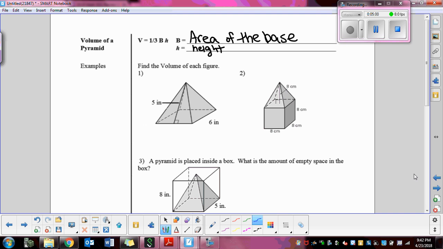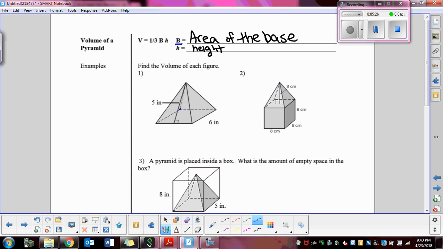We're going to go to volume of a pyramid. This is when we have a polygon on the bottom. Usually we're going to look at a rectangular pyramid or a square base pyramid, and it is 1/3 the area of the base times the height. Remember, big B is the area of the base, and H is your height.